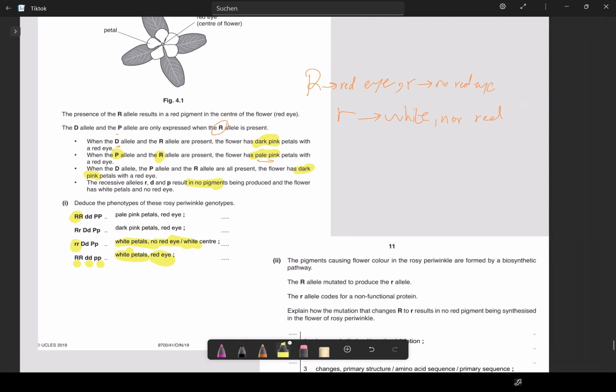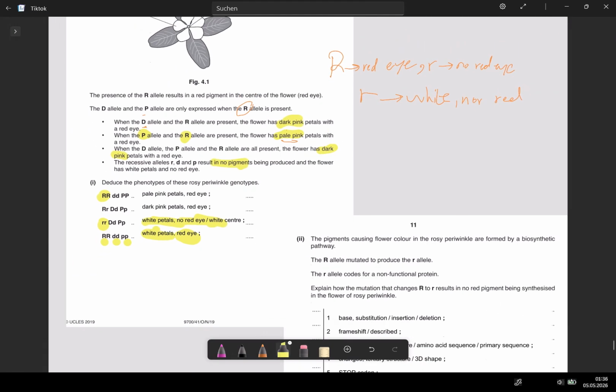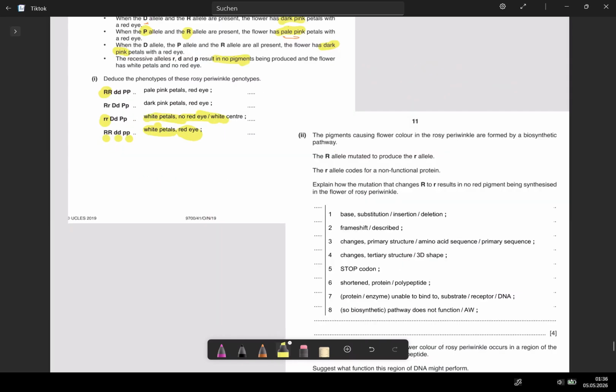Always write them down next to the question so you know. This was just a mutation question.